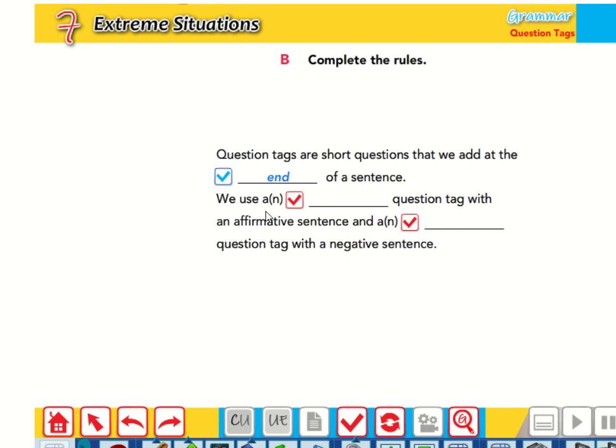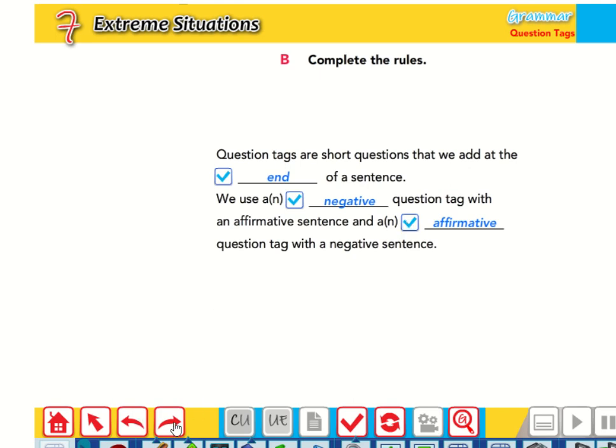We use a or an what? Question tag with an affirmative sentence. If we have an affirmative sentence, then we have a negative question tag, right? And let's complete the rule. A or an question tag with a negative sentence. When we have a negative sentence, we have a positive or affirmative question tag.